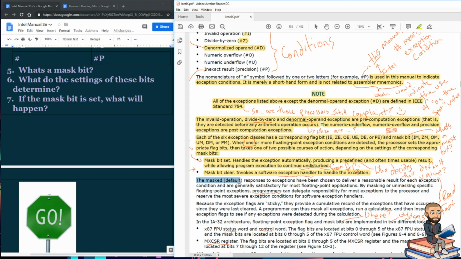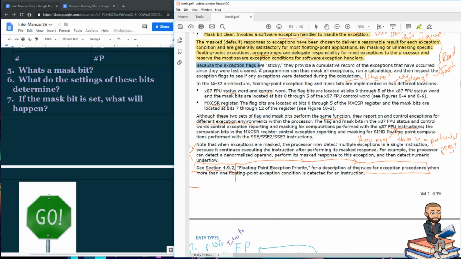Well, the masked default responses to exceptions have been chosen to deliver a reasonable result for each exception condition and are generally satisfactory for most floating point applications. And remember, a lot of graphic stuff is floating point stuff. Now, by masking or unmasking specific floating point exceptions, programmers can delegate responsibility for most exceptions to the processor and reserve the most severe exception conditions for software exception handlers.